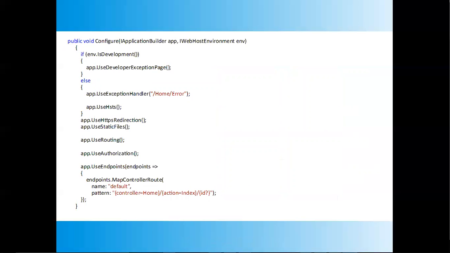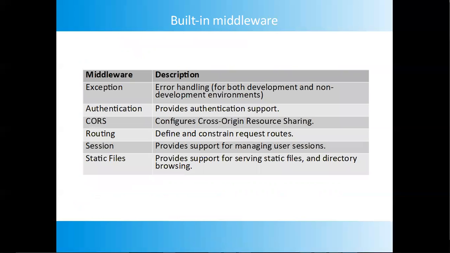So now let's check what are the existing middleware available in ASP.NET Core. When we create an application in ASP.NET Core, it has some built-in middleware available. So let's see what those are. So the first one is the exception middleware. It is used to handle errors for the development environment as well as a non-development environment.